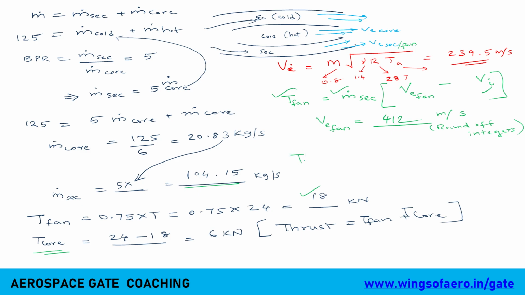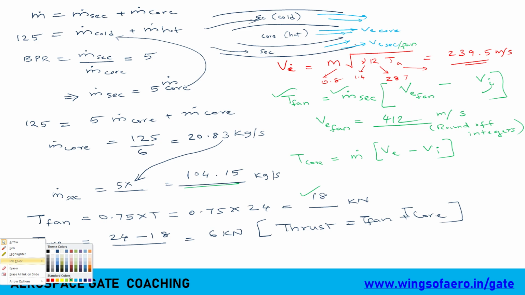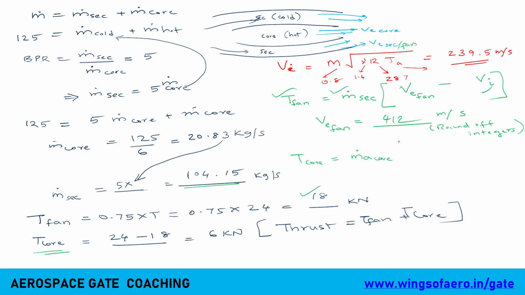Now, what is the formula for the core? Core means, as before for the turbojet, we are going to use the same formula: mass flow rate times VE minus VI. But one thing before using this, remember the given data. They have given the fuel mass flow rate, highlighting that. That means you cannot use this formula directly. So you need to use this formula instead: m dot of A core times 1 plus F, times VE of core minus VI.